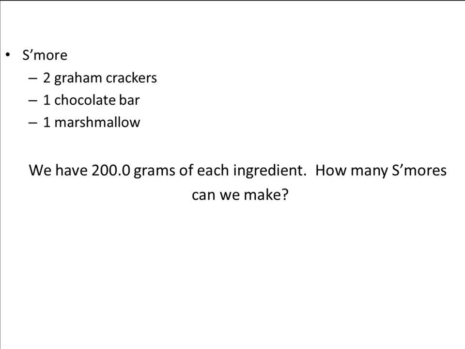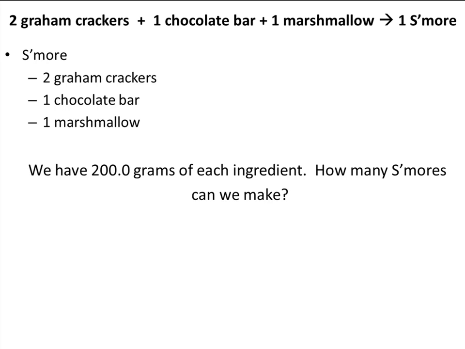To solve a limiting reagent problem, you must have a balanced equation to relate the amounts of reagents and products. The balanced s'mores equation is 2 graham crackers plus 1 chocolate bar plus 1 marshmallow makes 1 s'more. We also need something else.